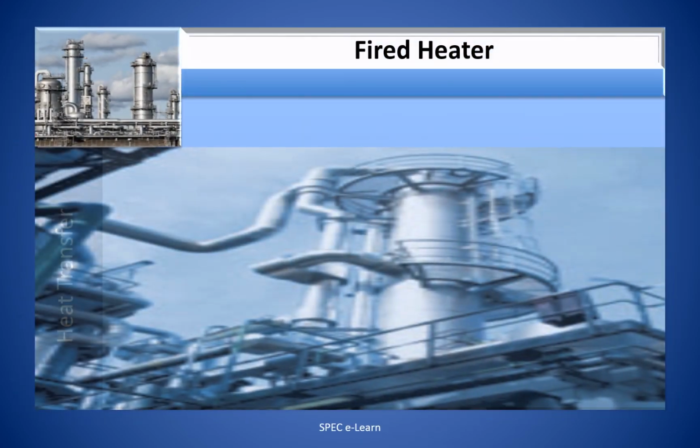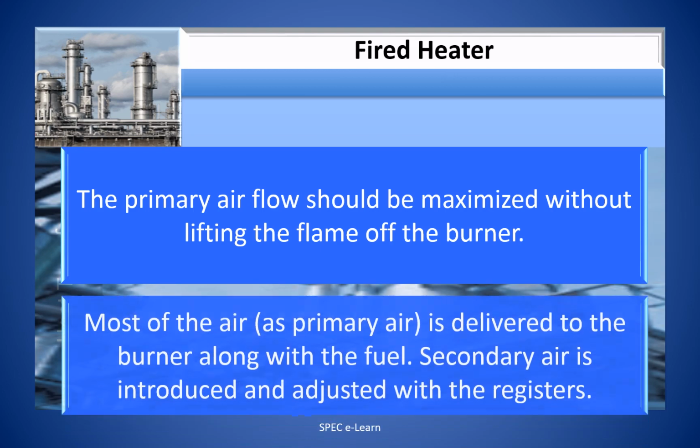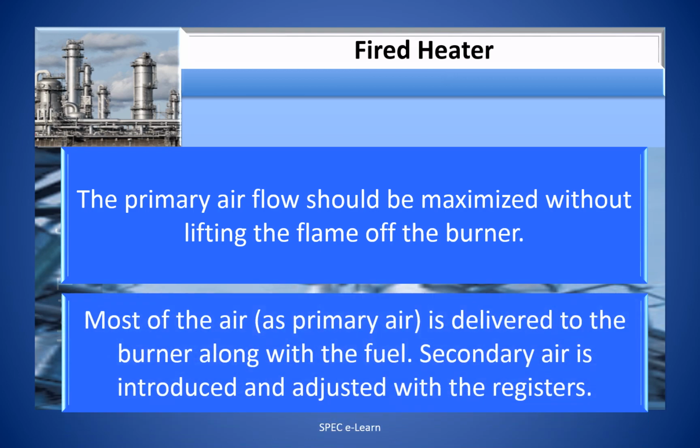The primary air flow should be maximized without lifting the flame of the burner. Most of the air as primary air is delivered to the burner along with the fuel. Secondary air is introduced and adjusted with the registers.